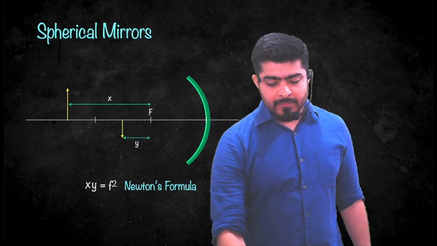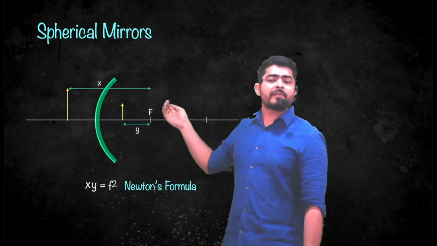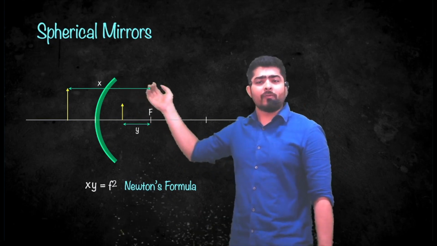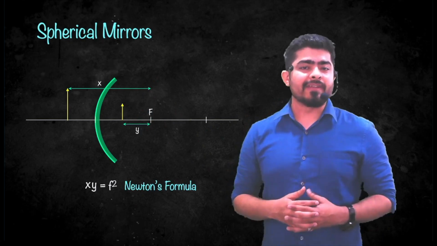We can apply this formula in case of convex mirror as well. The focal point is inside the mirror, but still we can measure the distances, right? x for the object, y for the image, and again you get xy equal to f square. The derivation is very easy.